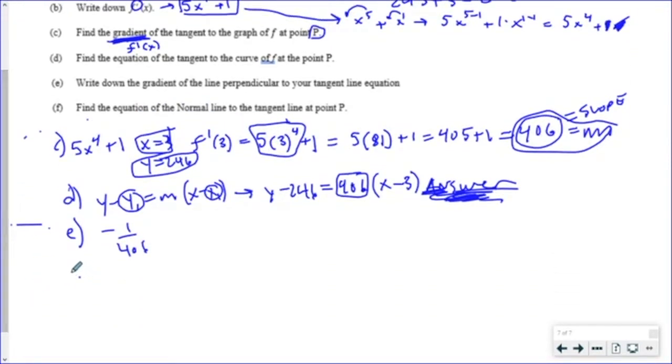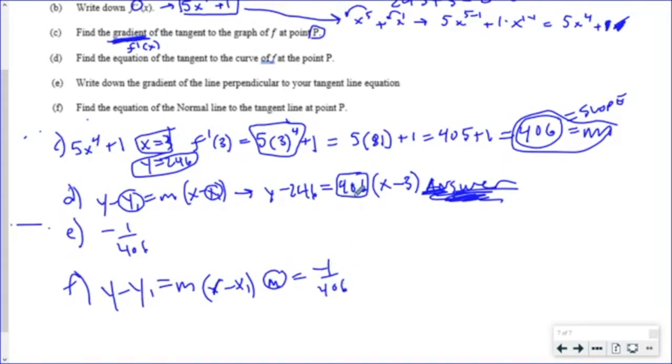There we go. Part F. Find the equation of the normal line. So again, not hard. I'm using this again. This is in your formula booklet, just in case you didn't know. All right. So now my new slope is equal to negative 1 over 406. I'm just going to replace this number with this number. So now I have y minus my y1 was 246 equals, now my new slope, negative 1 over 406, x minus 3. There you go. That's it.